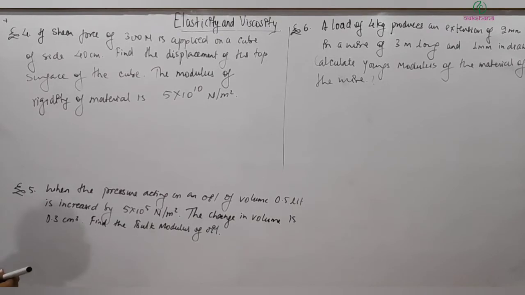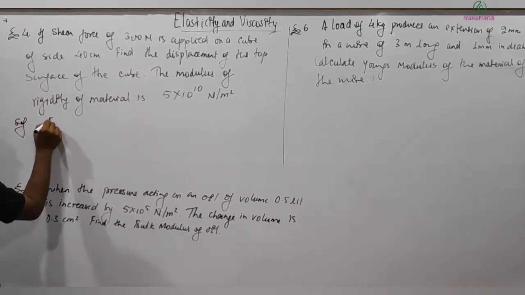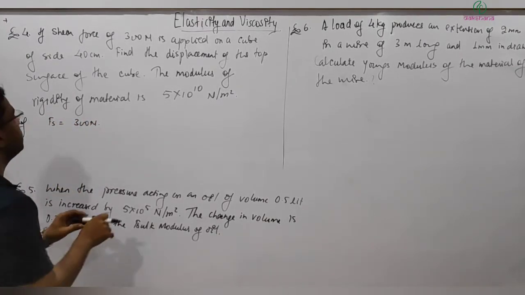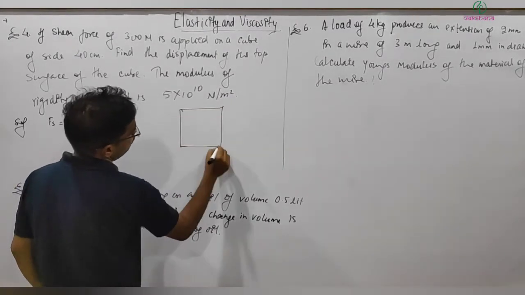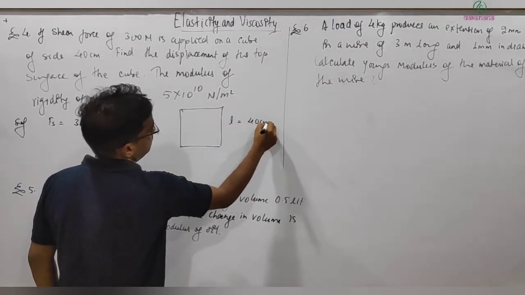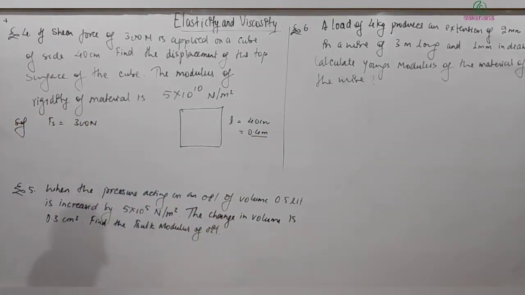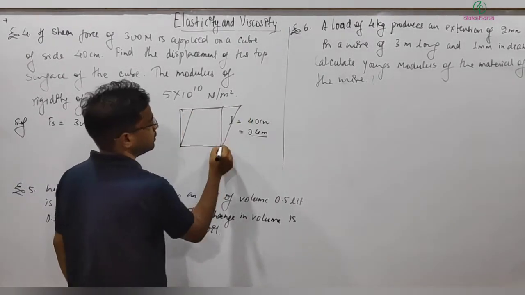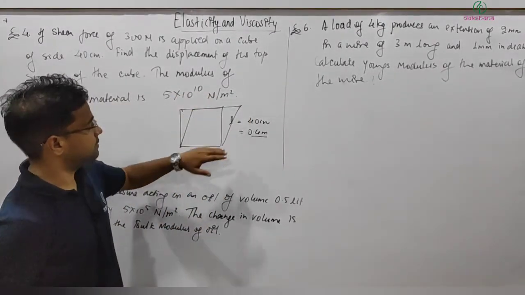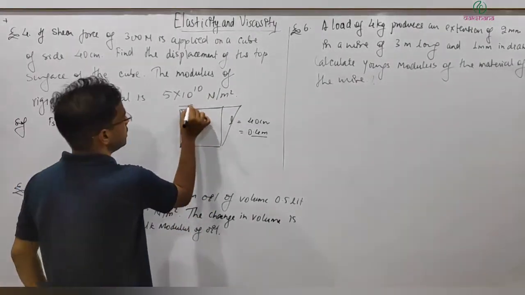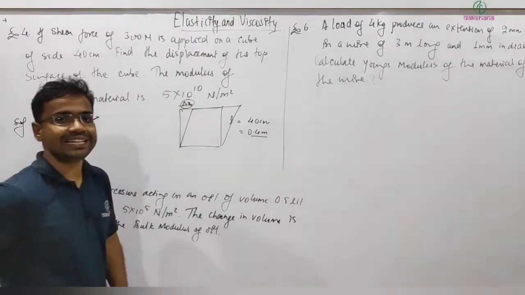So here, question example 4. A shear force F of 300 Newton is applied on a cube of side 40 centimeter, that's 0.4 meter. Find the displacement of the top surface of the cube, given the modulus of rigidity. When force is applied on the top surface, the top surface will displace with respect to the bottom by some amount delta x. That's what it is asking here.